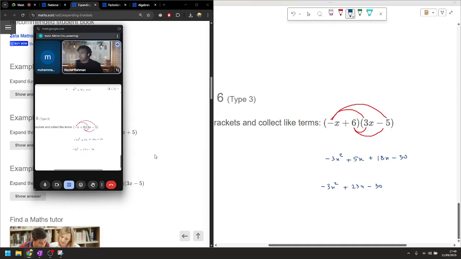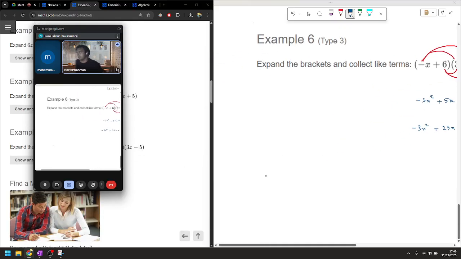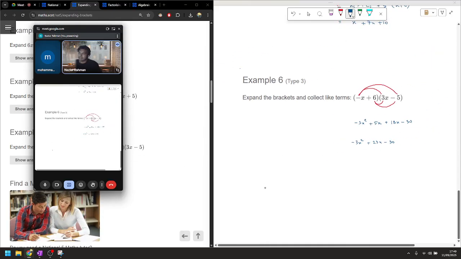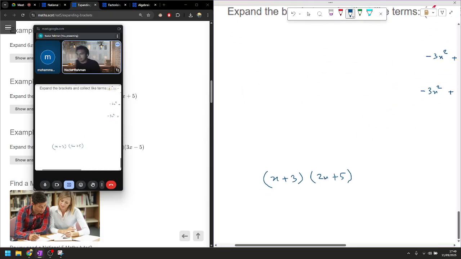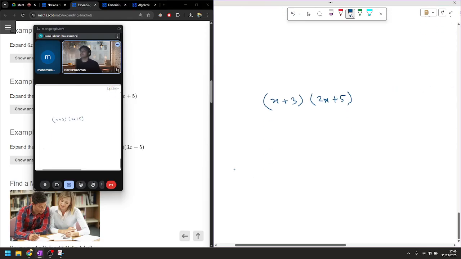Okay, so I'm going to give you another straightforward one, and then we can try a harder one. So let's try x plus 3 times 2x plus 5. So how would you expand and simplify this?